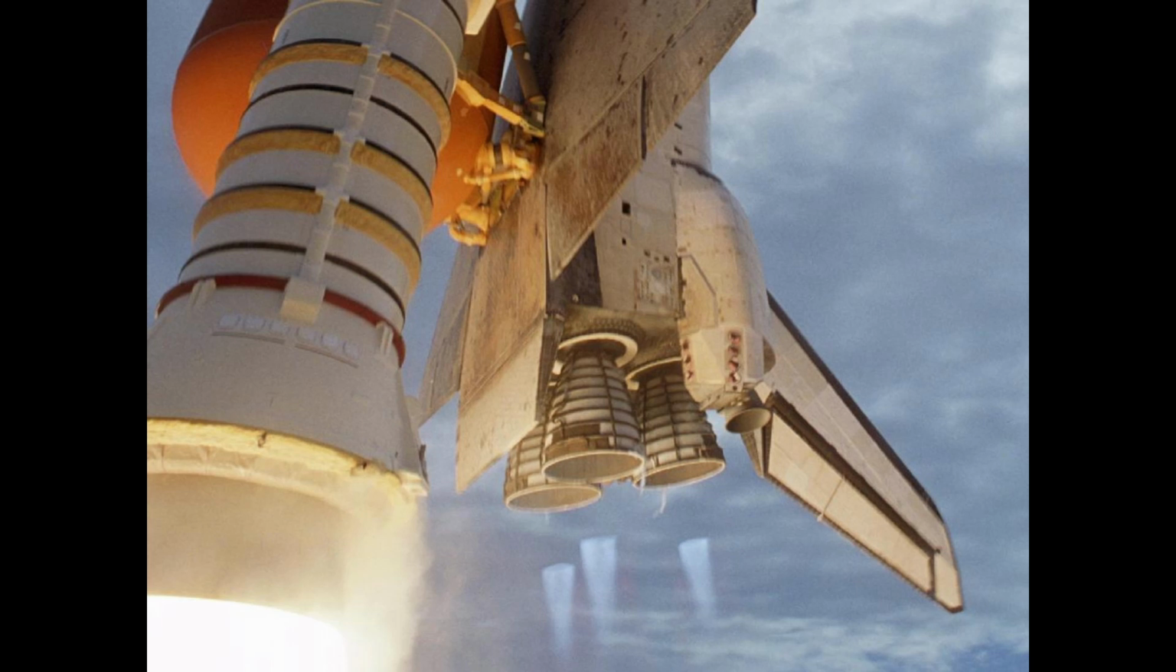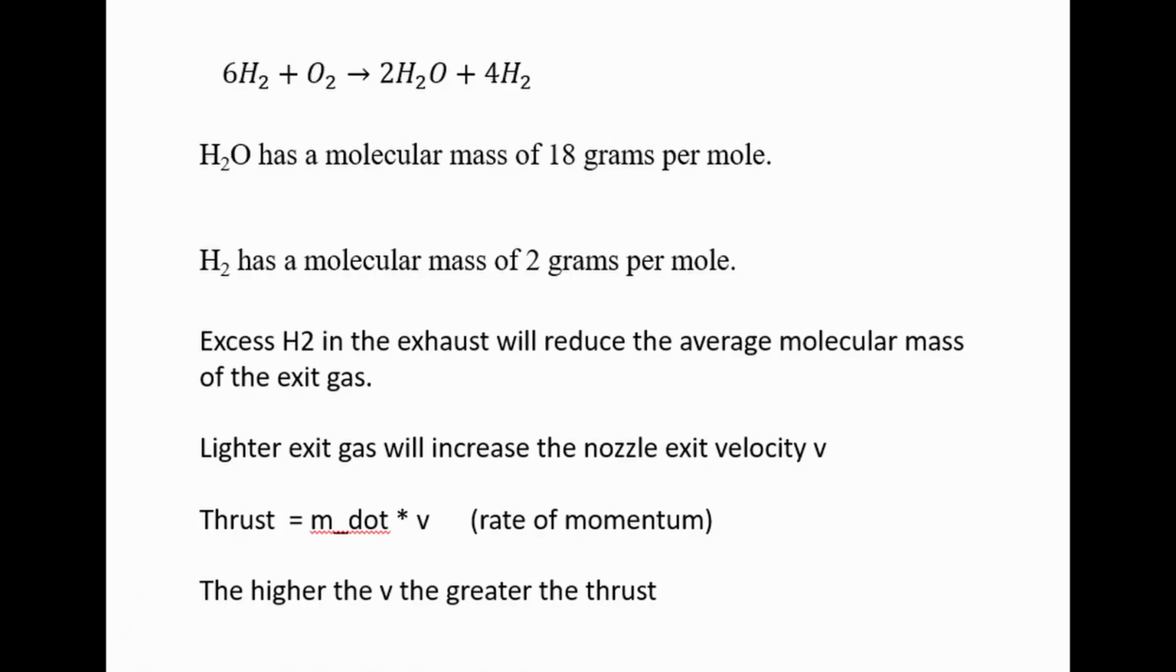This excess H2 makes the average molecular mass of the exhaust gas leaving the rocket nozzle much lighter than it would be if the rocket gas was predominantly H2O water vapor gas. The lighter the exhaust gas, the higher the exit velocity. H2O gas has a molecular mass of 18 grams per mole.